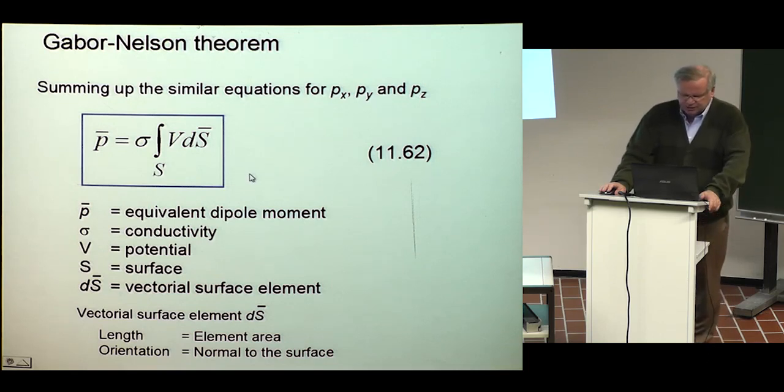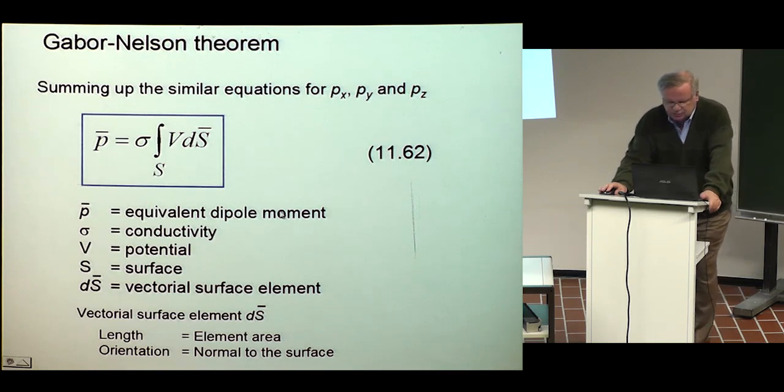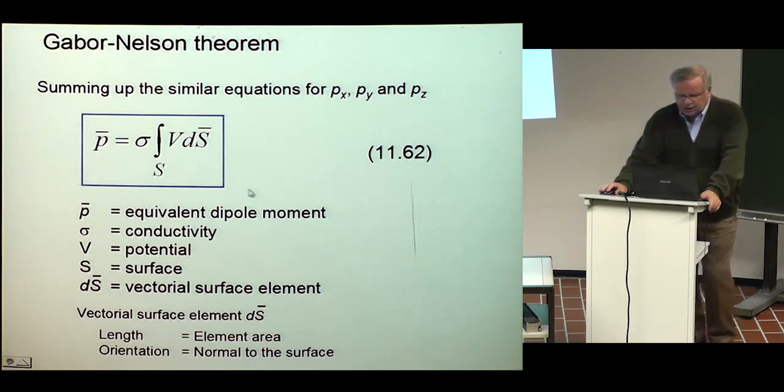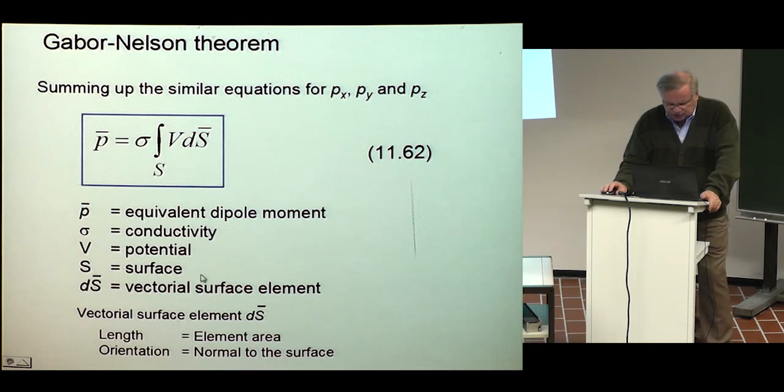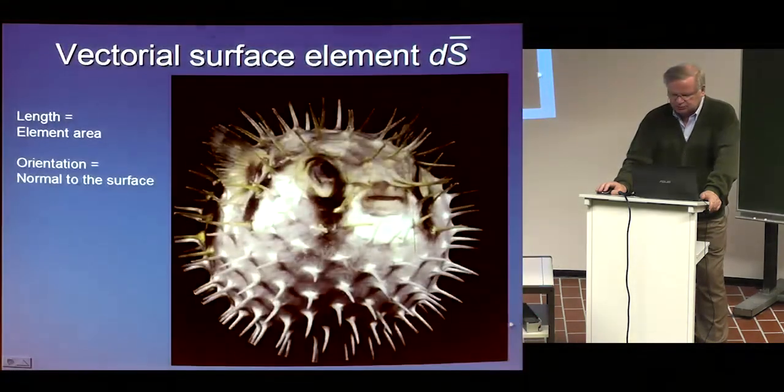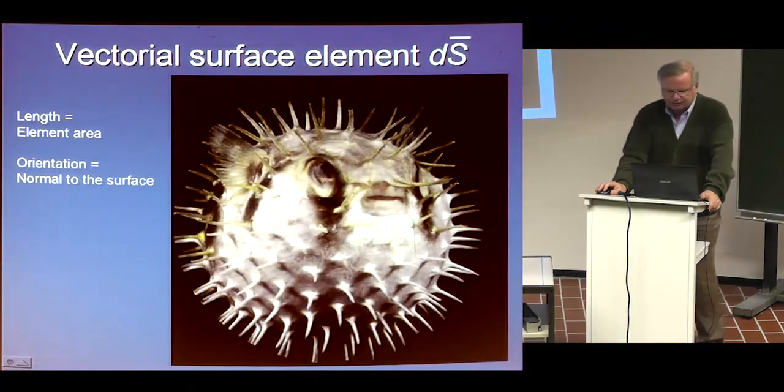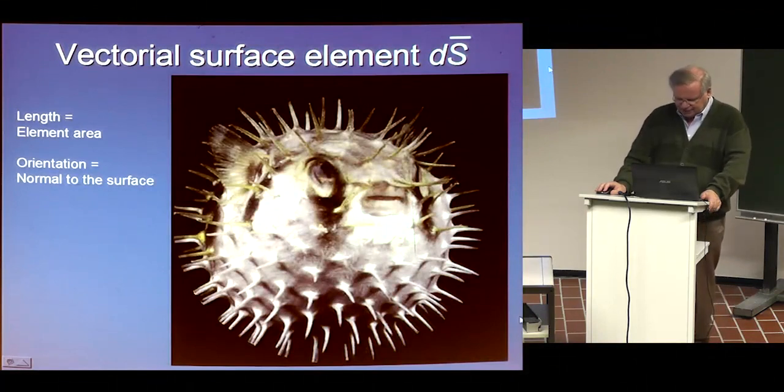What does it mean? How should we understand it? Let's go to the details. The vectorial surface element is a vector on the surface, where the surface is divided into elemental areas, and the length of dS equals the element area, and it is normal to the surface. I used to show this picture to illustrate what the vectorial surface elements look like.